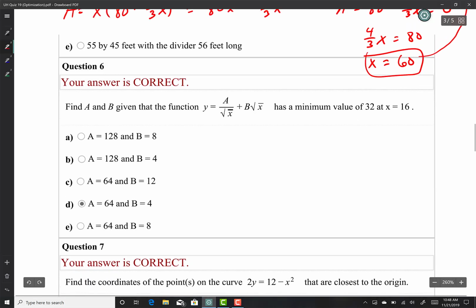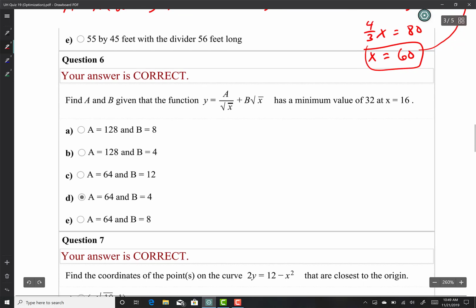On this one here, we have to create a system of equations. Really, in all of them, you are doing a system of equations. So you already know that the value is 32 when x is 16. So first, let's do that. So 32 equals, and the square root of 16 is 4, so a divided by 4 plus, and then this one is 4b.